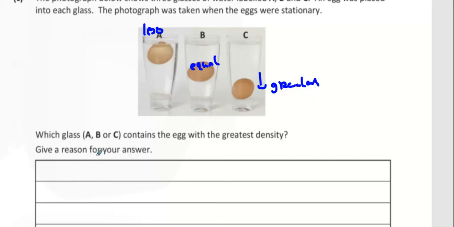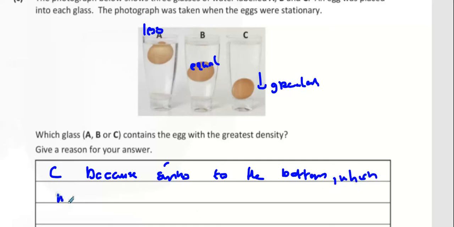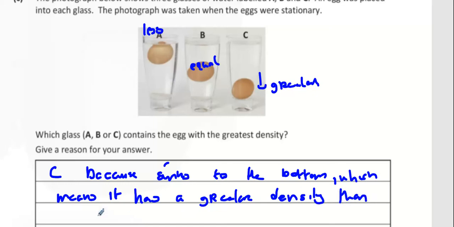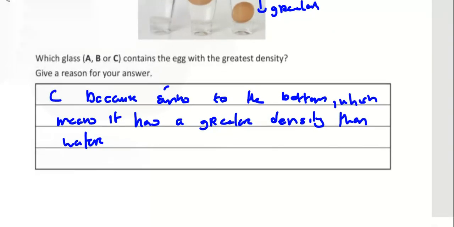Okay, so which glass? C, because the egg sinks to the bottom, which means it has a greater density than water. Okay, good answer. Now, let's move on.